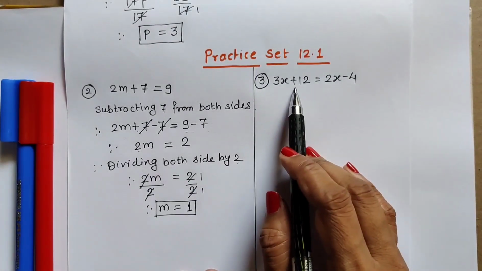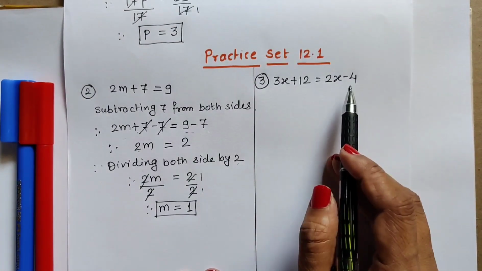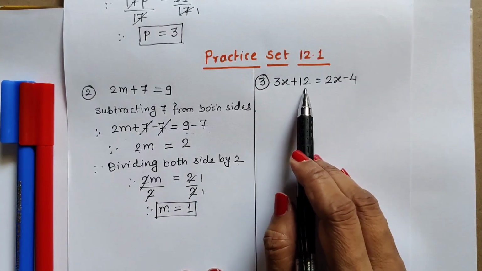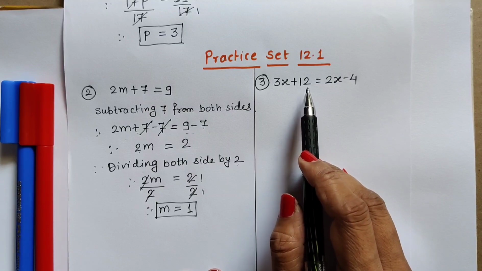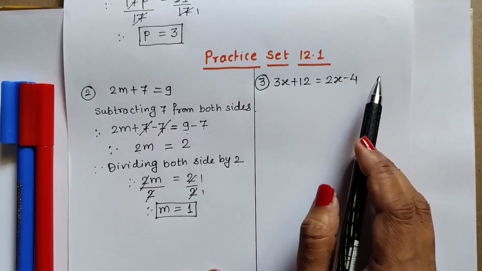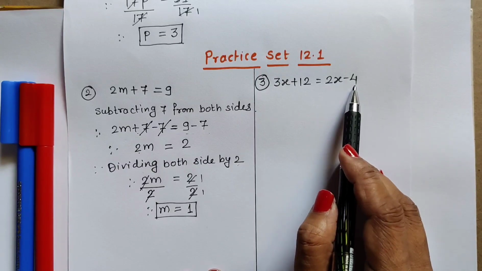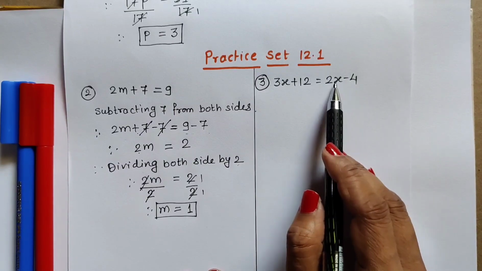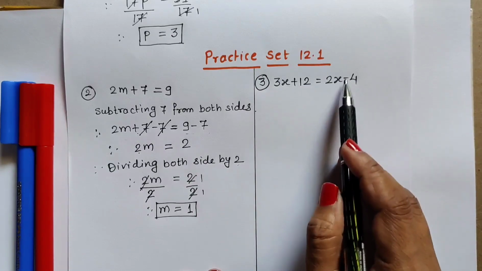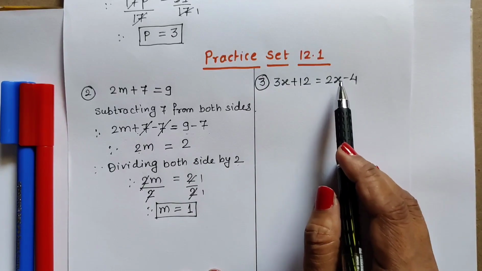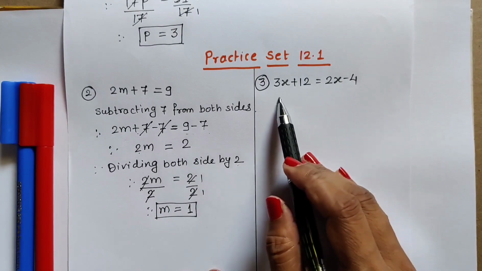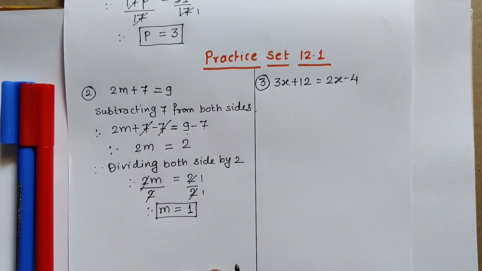Third sum, 3x plus 12 equals 2x minus 4. Now see children, on the left hand side a variable term is there, and a constant term is also there. So this constant term we will transfer to the right hand side. On the right hand side also a variable term and a constant term are there. So the constant term should be on the right, and the variable term 2x we have to transfer to the left hand side.